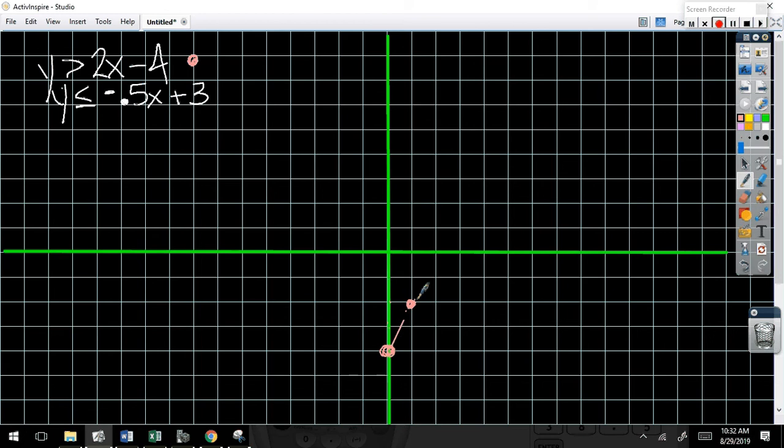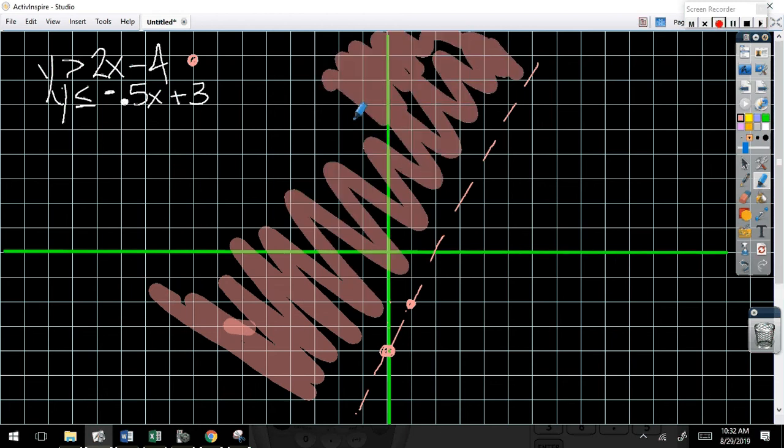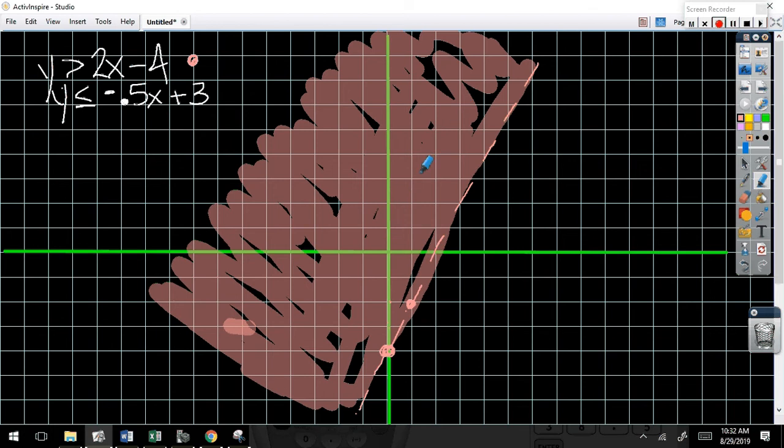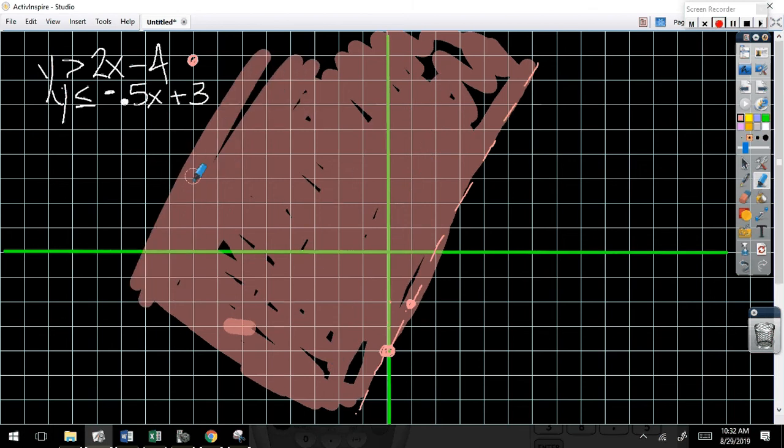All right, so now the question is, which way do I need to shade? Y is greater than which way? If I'm not sure, what should I do? Plug in a point. Upwards, because y is greater than, y is by itself, which way does y get bigger, above that line or below that line? Above. Does it include the line? Are numbers on the line included in the solution area? No, because it's dashed, right? All right, that's line one. This is where you get to practice your artistic skills with your coloring.